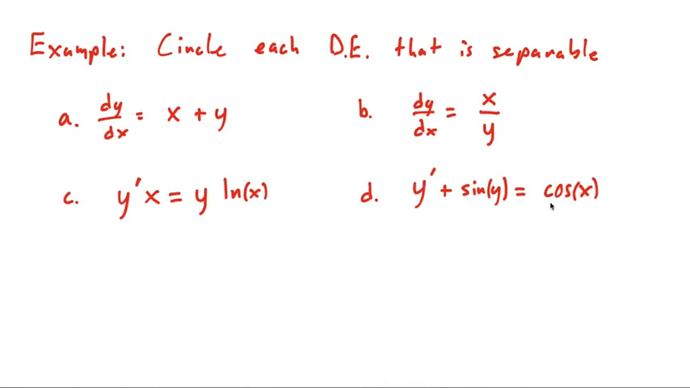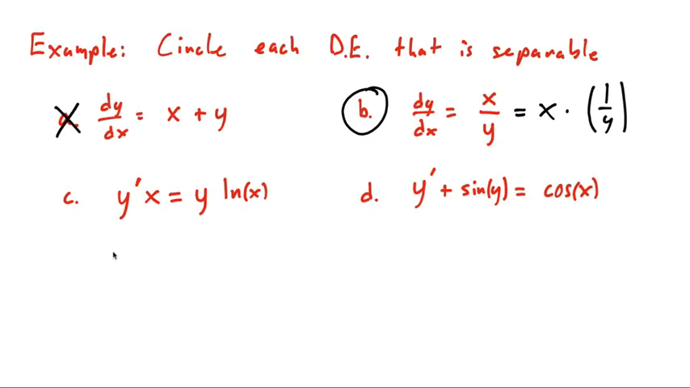For this example, we want to examine each of these differential equations and circle the ones that are separable. If we look at part A, we have a function of x plus a function of y. But in order for a differential equation to be separable, we need to have a function of x times a function of y. So letter A is not a separable differential equation. Letter B, we have a function of x divided by a function of y. At first, we might think that this is also not separable. However, we could write it as x times 1 over y. And now we have dy over dx equals a function of x times a function of y. So letter B is a separable differential equation.